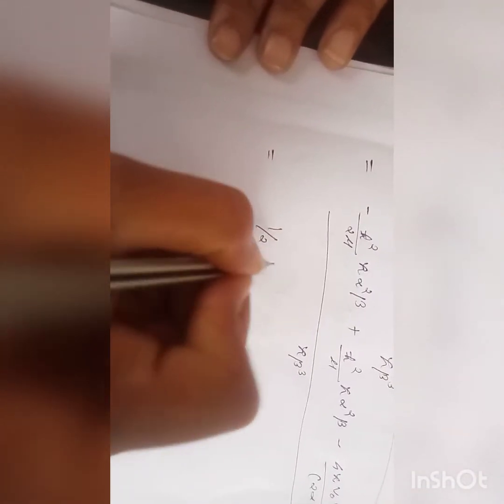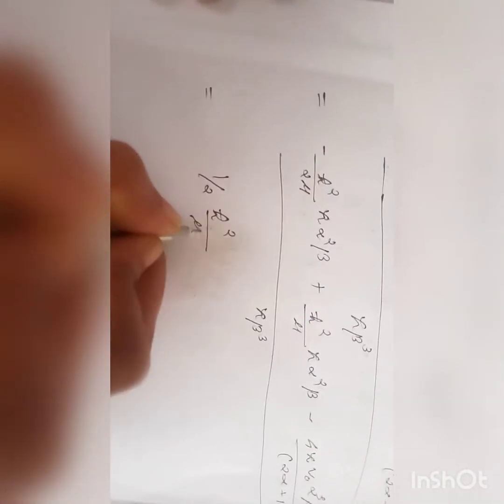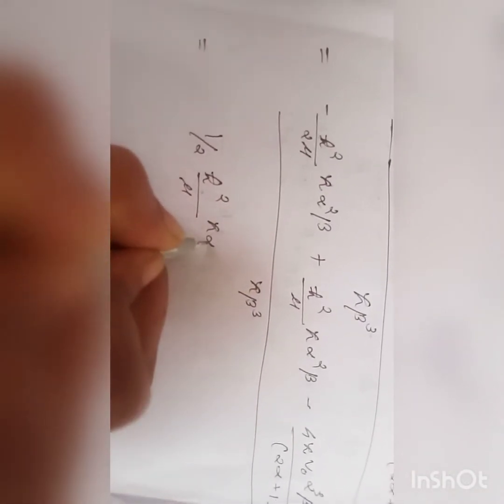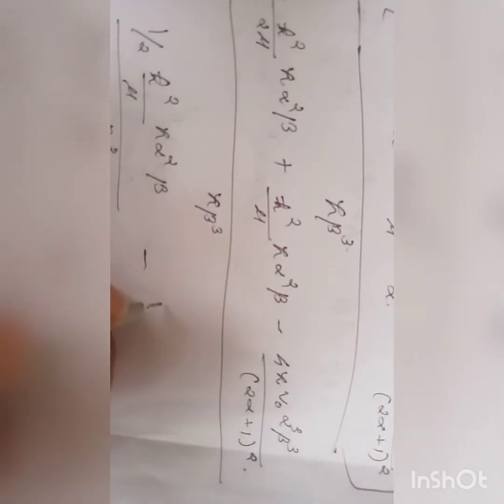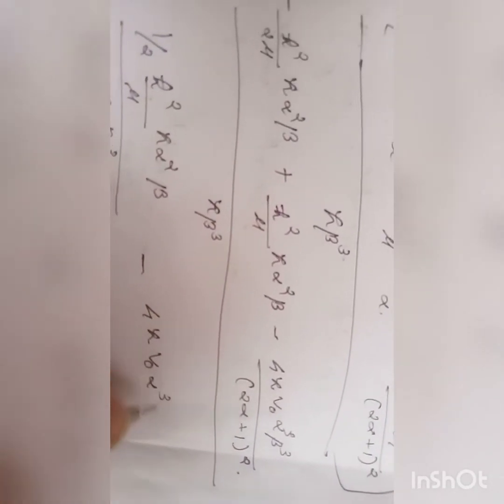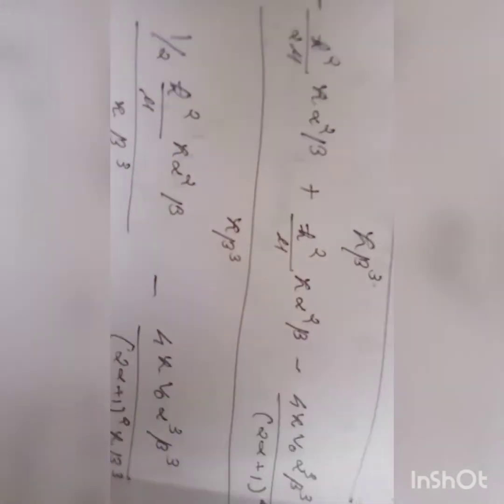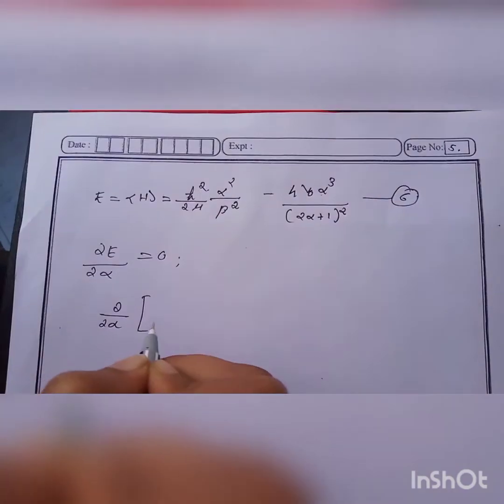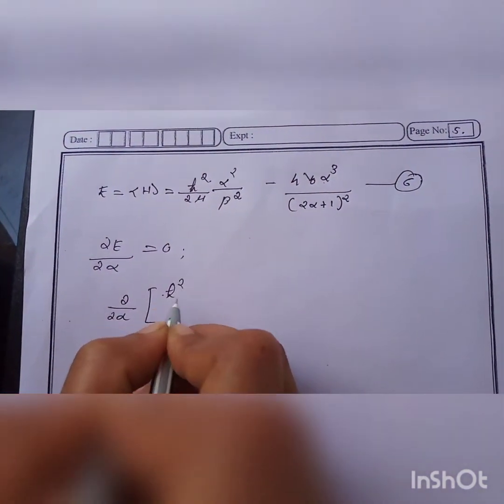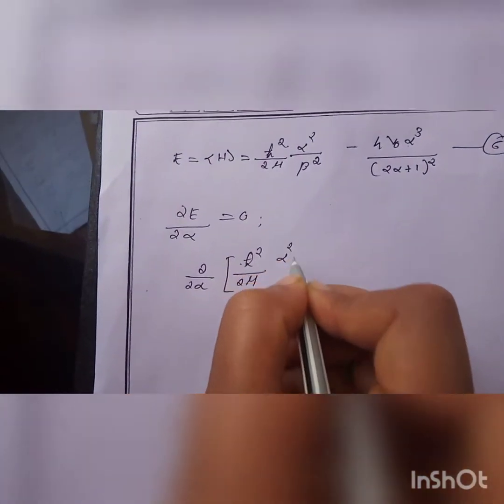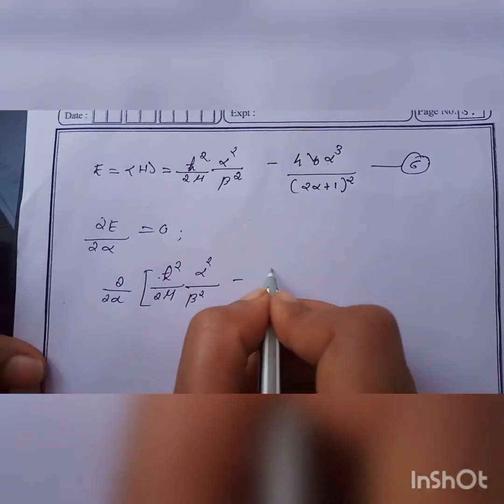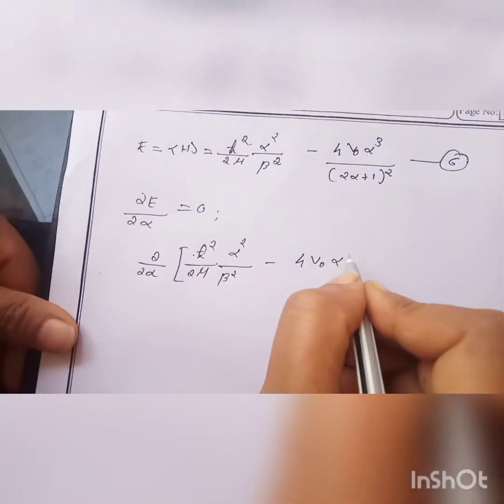half ħ²/μ · πα²β, whole divided by πβ³, minus 4πV0α³β³ divided by (2α+1) square into πβ³. That is, E is equal to ħ²α²/2μβ² minus 4V0α³ divided by (2α+1) the whole square. This is equation number 6.